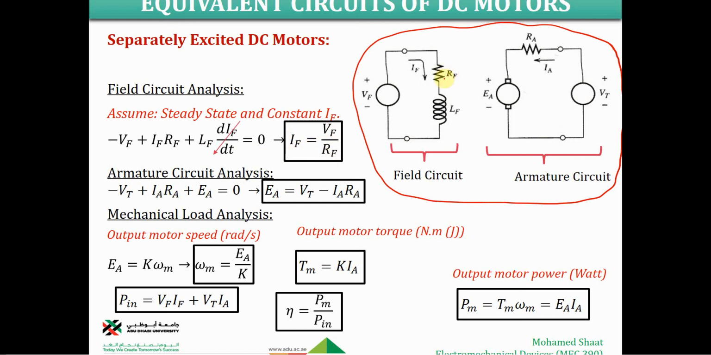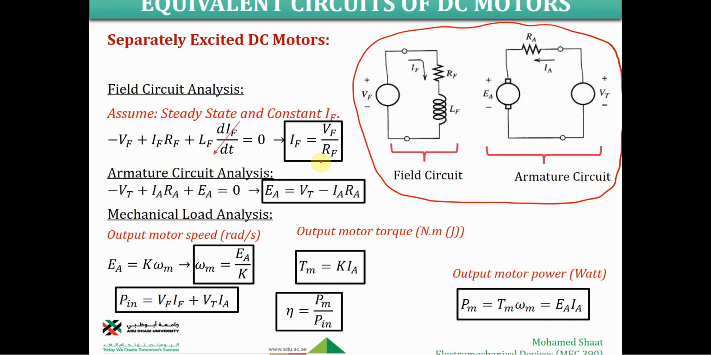RF, again, is the resistance of the field circuit, or the equivalent resistance, because you may have multiple resistors here, so you combine all the equivalent resistance together for the field circuit. Also VF is the input voltage for this field circuit, so we end up with IF, the current, as already given here.